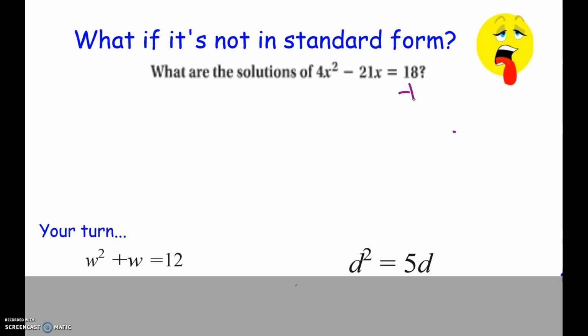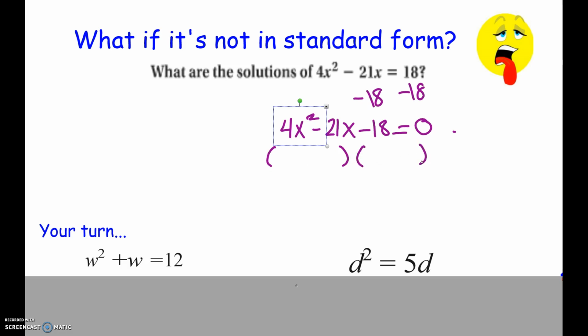So I'm going to move this 18 over, and since I do want it in standard form, I'm going to put it at the end. So it'll be 4x squared minus 21x minus 18 equals 18 minus 18 is 0. So now I've set the problem to 0. So now I've got all 4 steps, right? Set the problem to 0. Now I'm going to factor into my 2 parentheses.